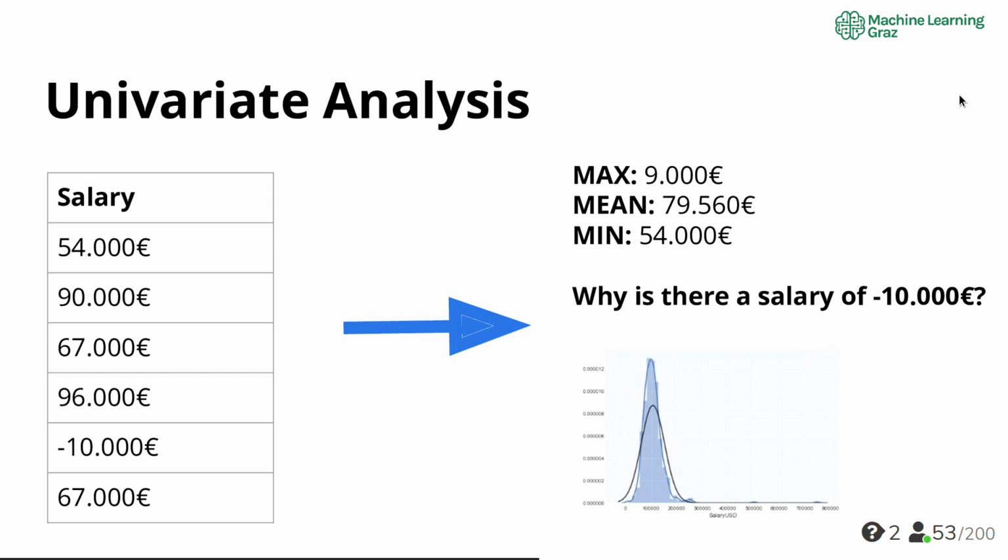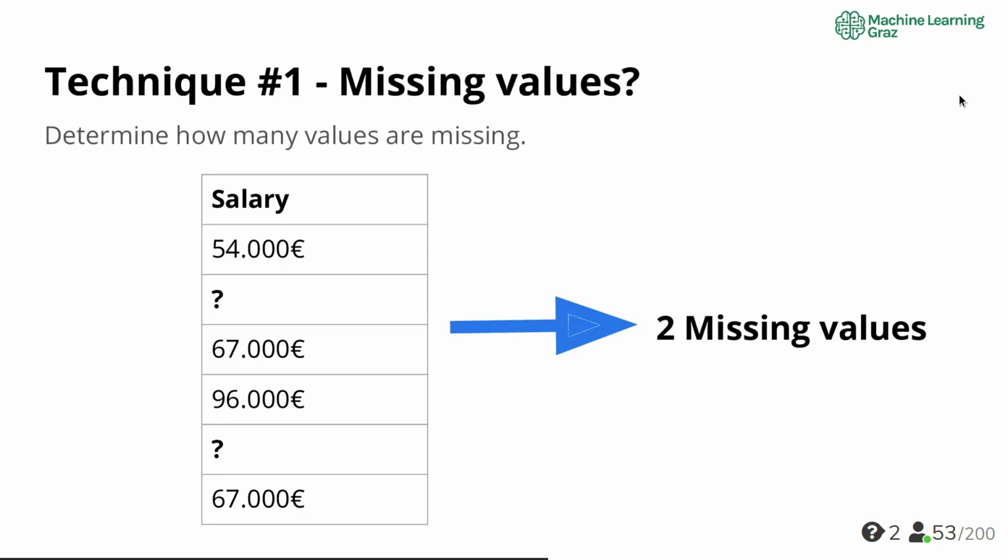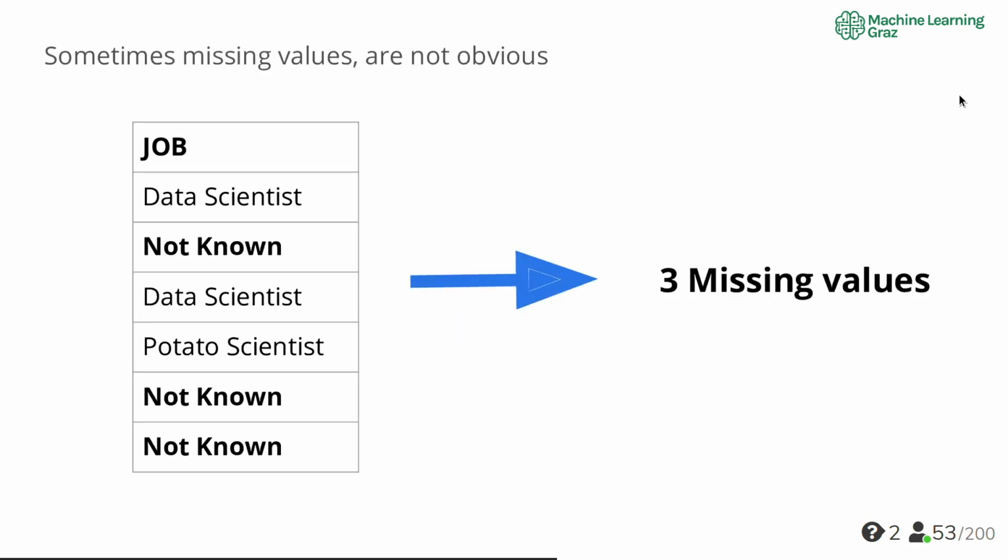So for example, here we can see on the right some things we could extract. And we're gonna go through certain techniques you can use in your own data analysis. So technique number one in univariate analysis is something we already did today, and that is dealing with missing values. So for example, determining how many missing values you have. But sometimes it's not so obvious.